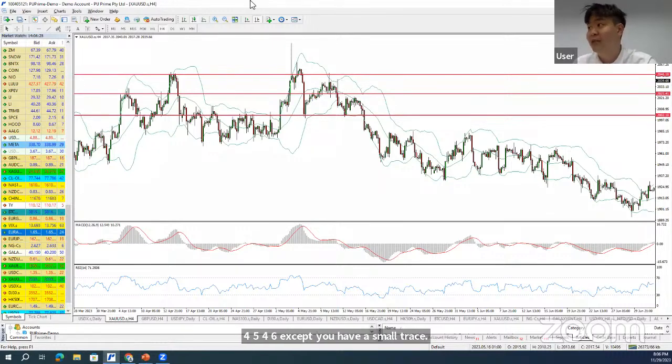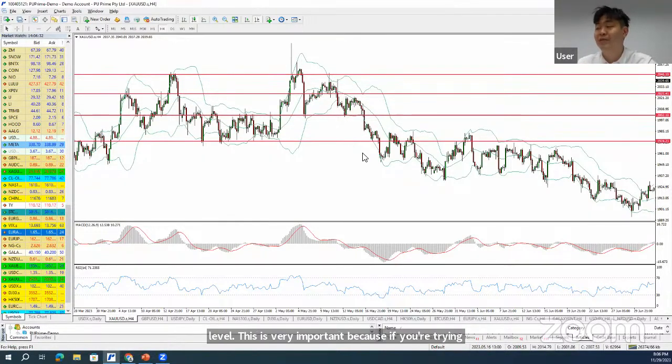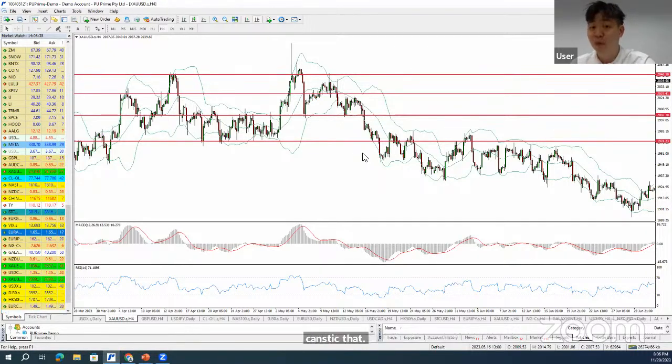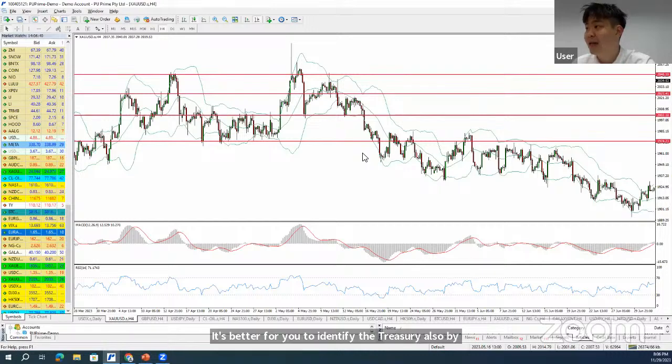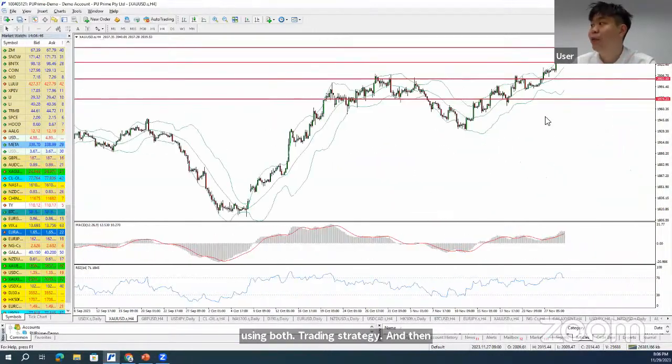This is very important because it's better for you to combine the resistance level as well as the support level with the candlestick pattern. It's better for you to identify the trend reversal by using both trading strategies: support and resistance levels, and then candlestick patterns. So I hope you understand it.